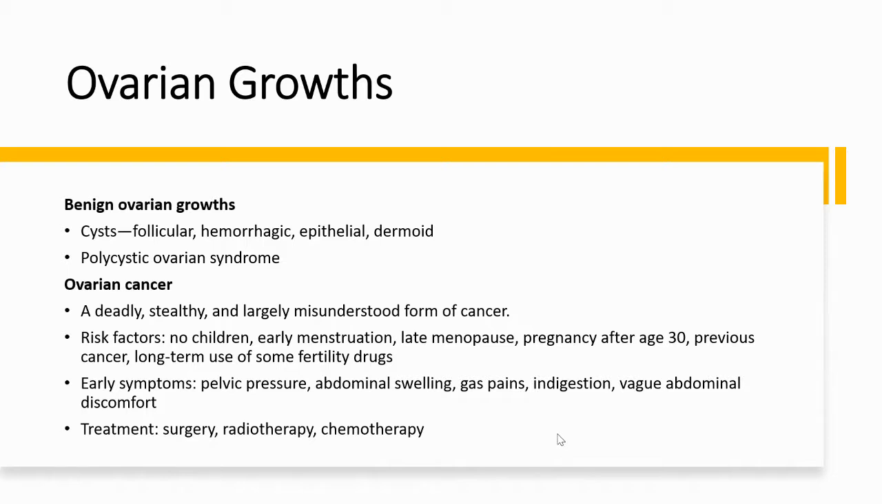The risk factors for this are no children, early menstruation, so again, having your period at an earlier age, or late menopause, so having menopause at a late age, pregnancy after 30, previous cancer, and long-term use of some fertility drugs. Early symptoms of ovarian cancer include pelvic pressure, abdominal swelling, gas pains, indigestion, and just vague abdominal discomfort, meaning your stomach region hurts, there's some discomfort, but you can't quite pinpoint where it is. And treatment for this is surgery, radiotherapy, and chemotherapy.